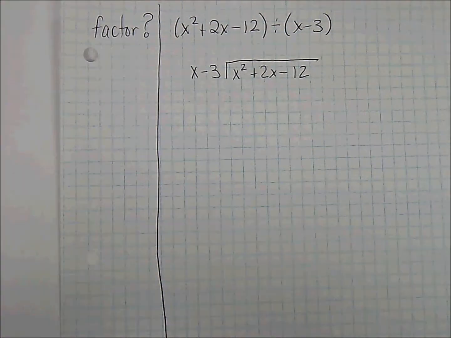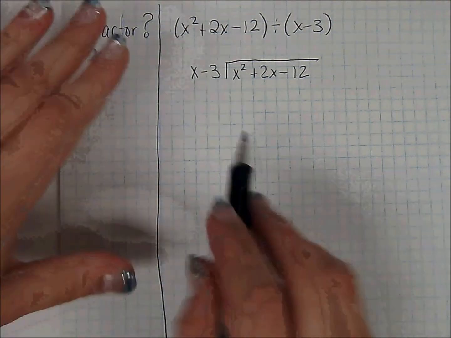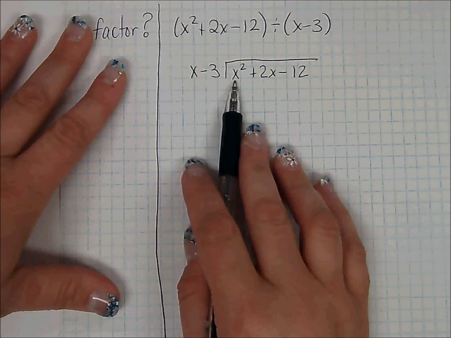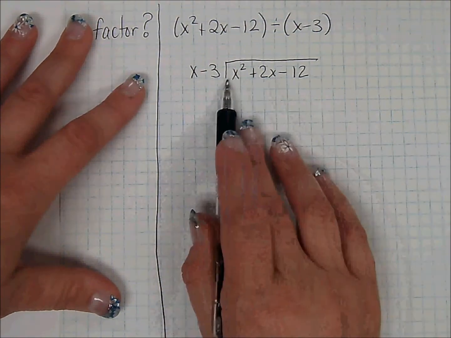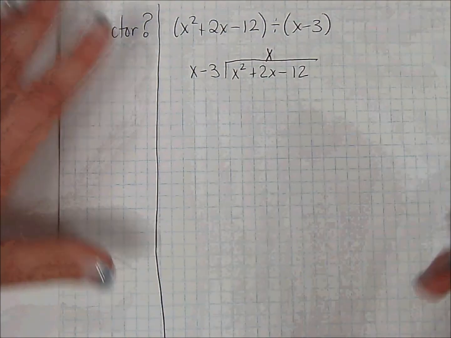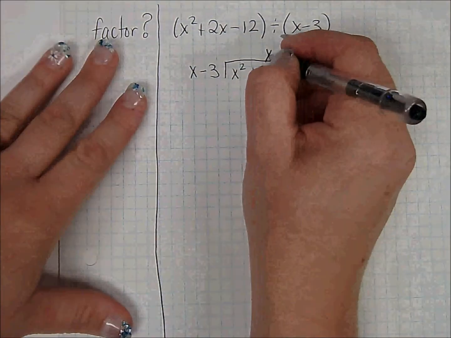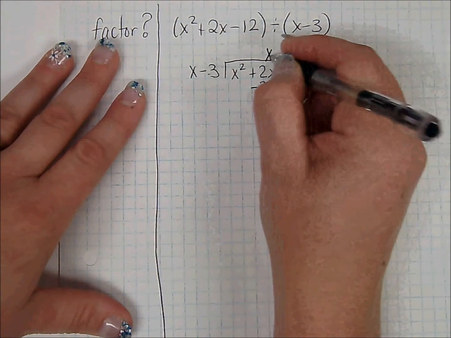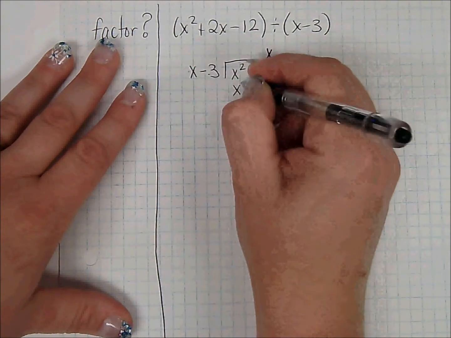When we do that, we're going to say to ourselves, can we take x minus 3 and divide it into x squared? And we can't. But we could do it here. And we're going to do that by multiplying by x. And watch how we do this. X times negative 3 would be negative 3x, and x times x would be x squared.